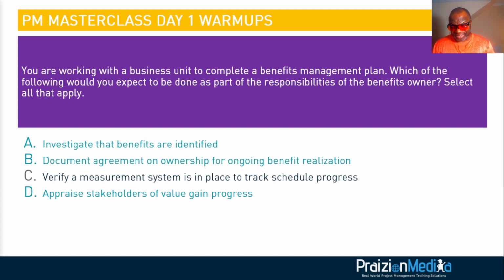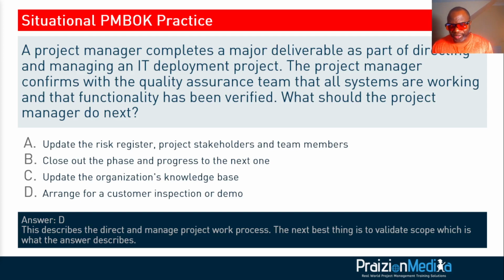It could be built in with additional distractors, problems such as the options in and of themselves. The question isn't so much a problem here, but the options, if you don't know them well, could be a problem. Here's another one, and I've given you the answer. Project manager completes a major deliverable as part of directing and managing an IT deployment project. The project manager confirms with the quality assurance team that all systems are working and functionality has been verified.